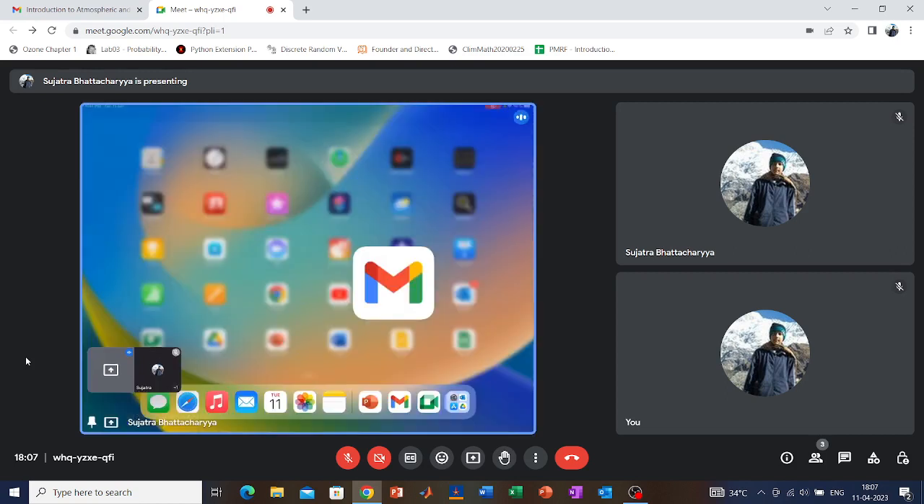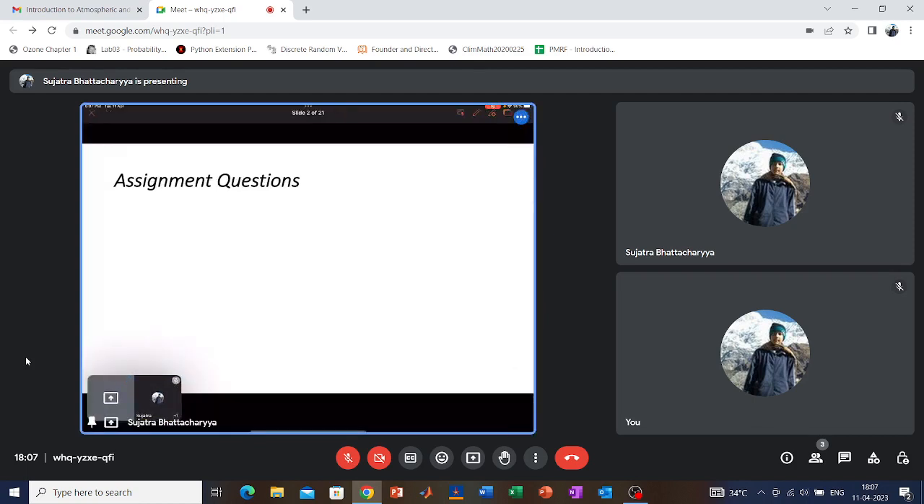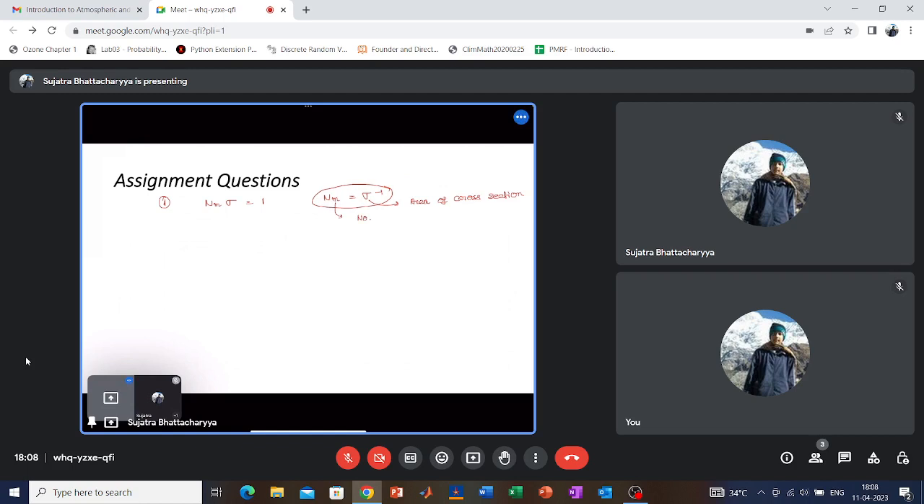So I will write it down. The first question is simple. Nm into sigma should be equal to 1, from which we get an expression that Nm is equal to sigma inverse. The sigma is the area of cross section, and Nm is the number of molecules. So this is the relationship.